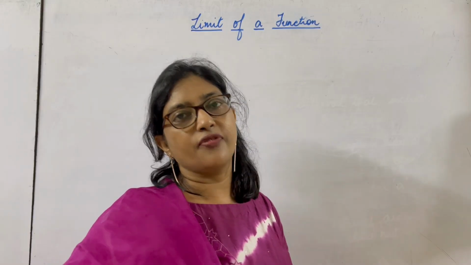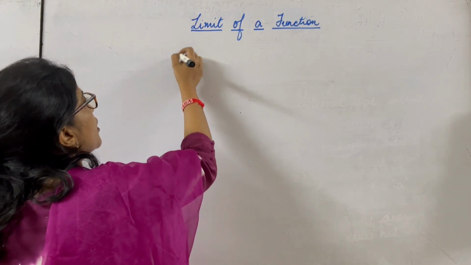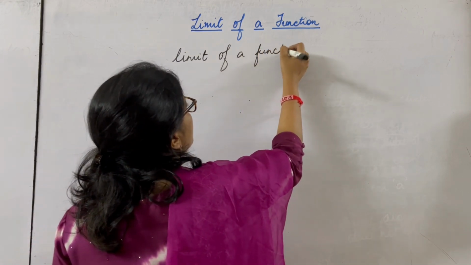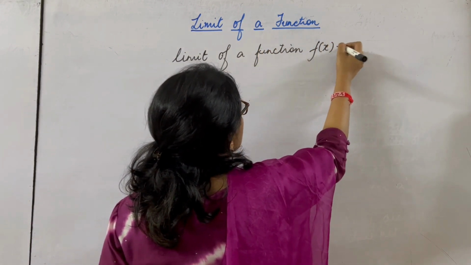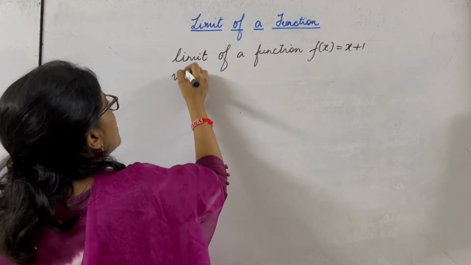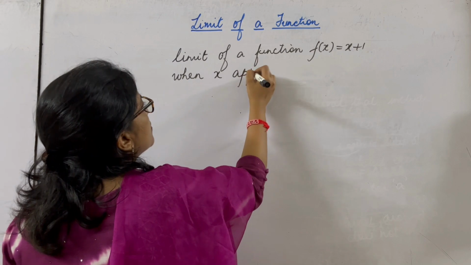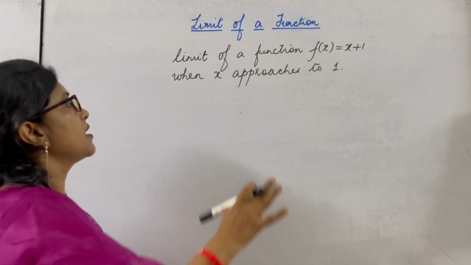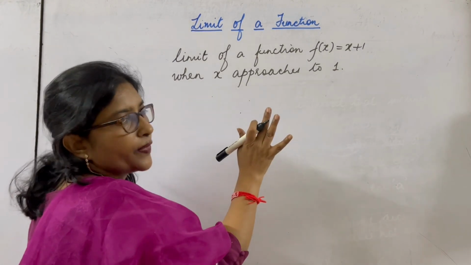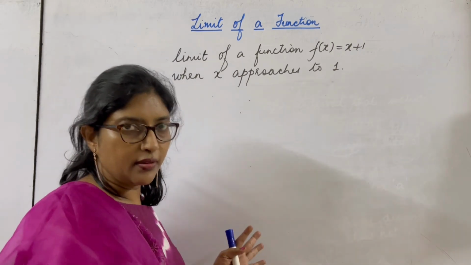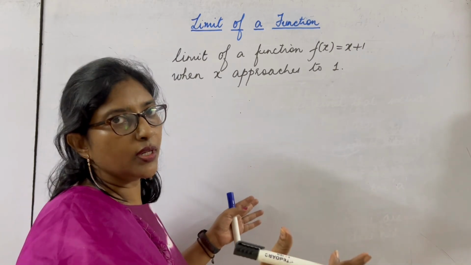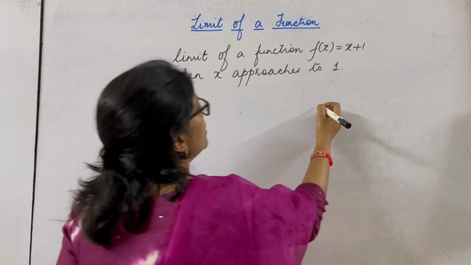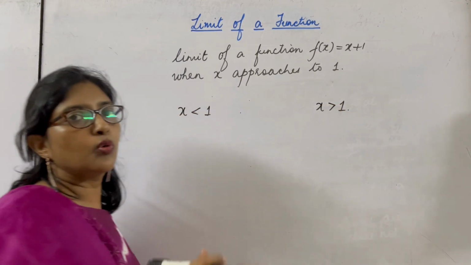Now, limit is always defined on deleted neighborhood. So when I want to find the limit of a function, let's take a very simple one, f(x) equals x plus 1, when x approaches number 1. By this we mean that we are going to take numbers around 1, a deleted neighborhood, and we are not going to include 1. So we can take values which are smaller than 1, and values that are greater than 1, and let's find out what is f(x).